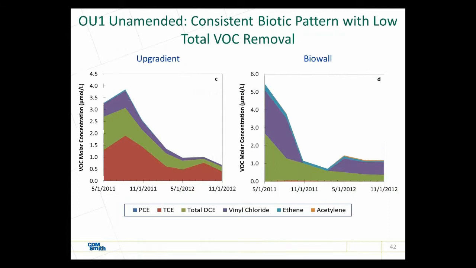Well, here's the unamended control area. Each of these plots are the same. We have the up gradient concentrations over time here, VOC molar, and each of these being the different species: TCE, cis-dichloroethene, and vinyl chloride, the little touch of ethene right here, and here's what we see in the biowall. We see things changing over time, but in general, we're seeing very similar patterns. Nothing is happening over time in terms of total removal, and we're seeing just a transformation of TCE into cis-dichloroethene and vinyl chloride. So that's what we were trying to get away from.